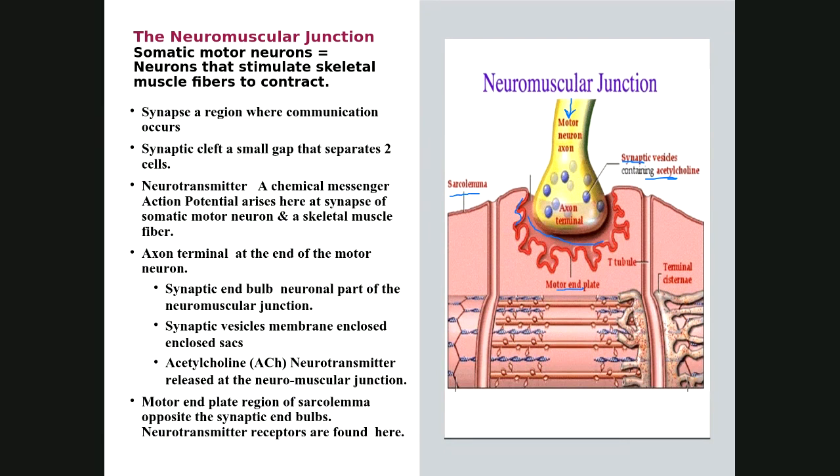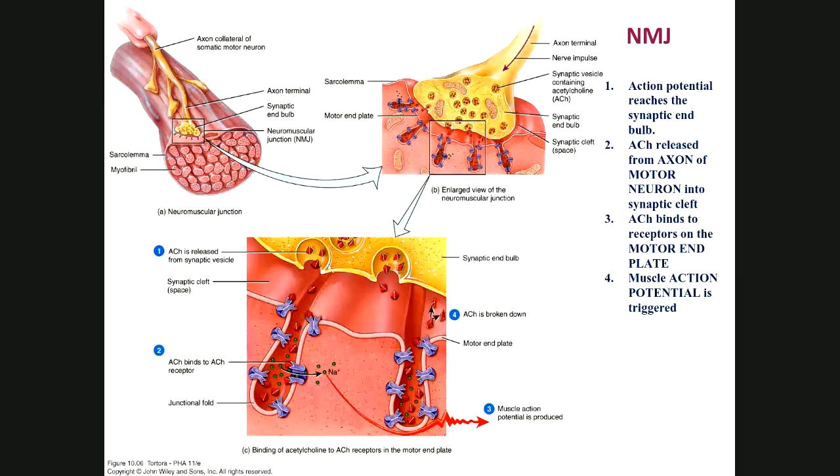So let's continue to see what happens. Again, the action potential reaches the synaptic end bulb. This stimulates the vesicles to release acetylcholine from the axon of the motor neuron. It crosses the synaptic cleft and then binds to the acetylcholine receptors on the receiving portion of the skeletal muscle cell, which is called a motor end plate. This in turn stimulates the action potential along the sarcolemma, okay?